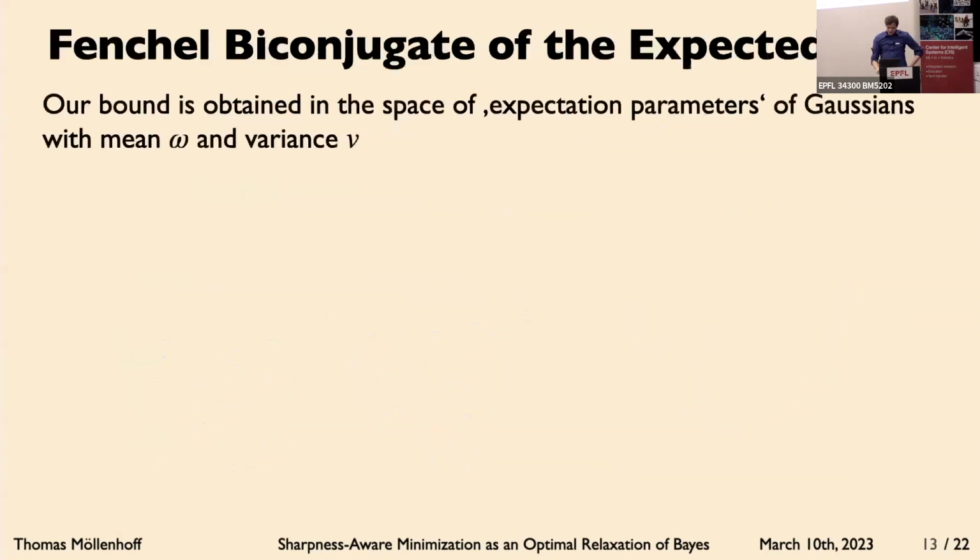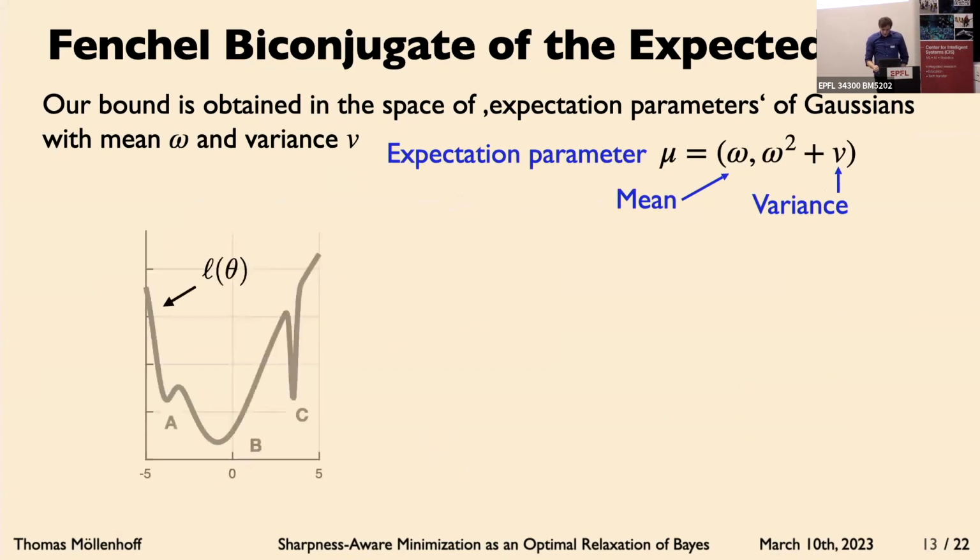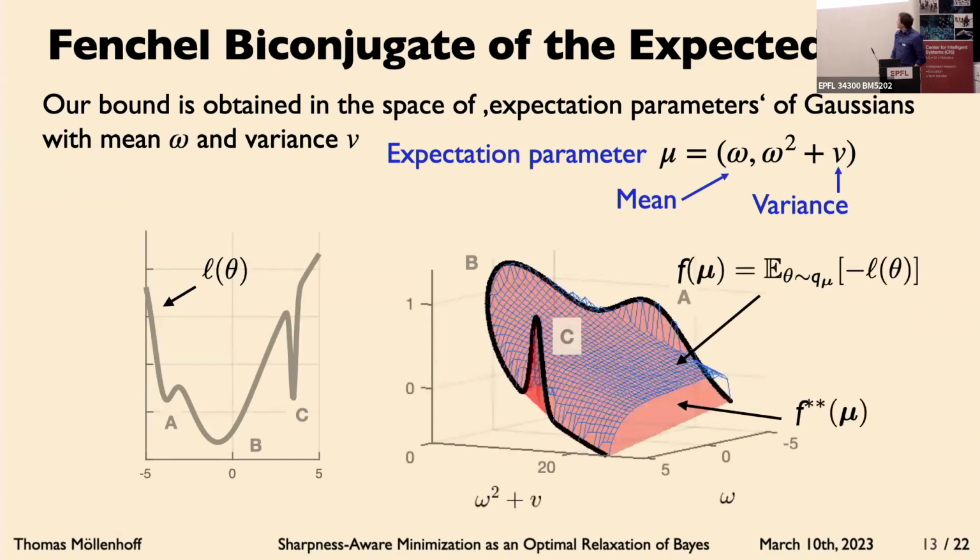It turns out that the Sharpness-Aware Minimization loss can be derived by computing the Fenchel biconjugate of the expected loss. And for that, it's very important to work in a very specific parameterization. We don't work in the typical mean-variance parameterization of our Gaussian, but we work in the moments of the distribution. The first moment is just the mean. The second moment is the square of the mean plus the variance. Here is our favorite example of this one-dimensional loss. And this is how our construction looks.